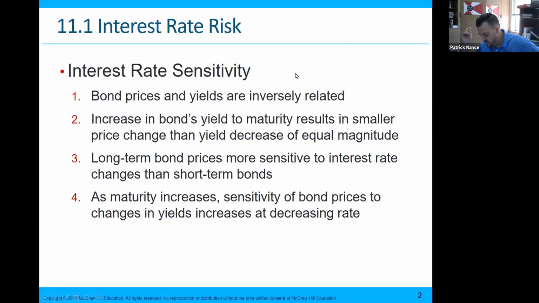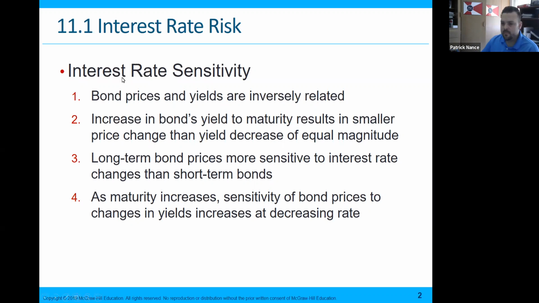One of the risks involved in owning bonds is interest rate risk. Yields and bond prices change as the market rate of interest changes. So we're going to talk about different types of bonds, how they're sensitive, what the relationship is with the market rate of interest, and other elements of the bond market.